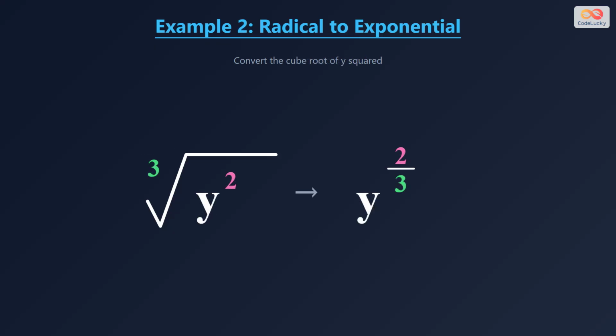Now look at the cube root of y squared. Our base y stays the same. The exponent 2 stays on top as the numerator. The index 3 moves down to become the denominator. So, the cube root of y squared equals y to the 2/3 power.